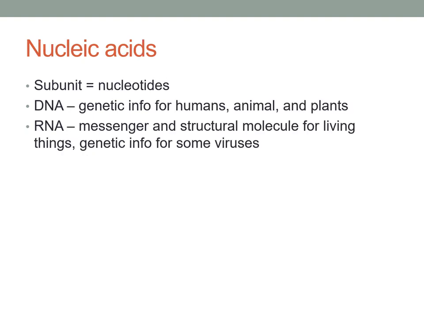Nucleic acids are made out of nucleotides that we stick together. We have DNA, which is our genetic information. And in humans, we have RNA, which is a messenger for us, as well as a structural component of ribosomes, which we'll talk more about when we talk about cells. But RNA sometimes is the genetic information for viruses. So some viruses, interestingly, use DNA, and some use RNA. SARS-CoV-2 uses RNA. They don't seem to be picky. They'll do one or the other.